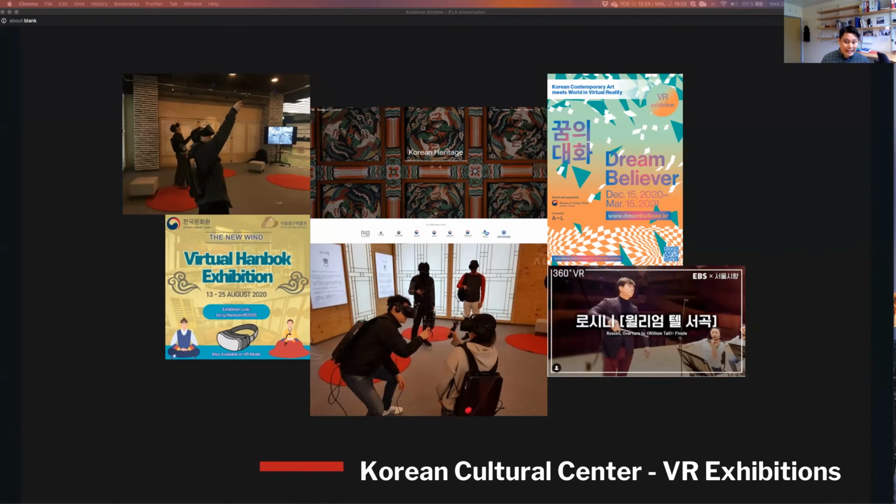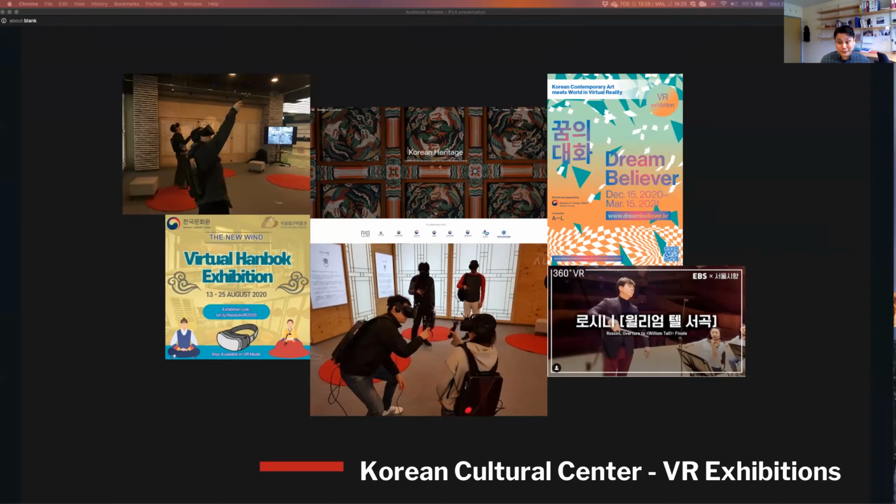There's also a virtual handbook exhibition, a gaming culture exhibition, and you could even watch an orchestra in a 360 viewing experience using VR technology. So this is quite popular and timely because of the COVID-19 pandemic, where people cannot visit the physical spaces.